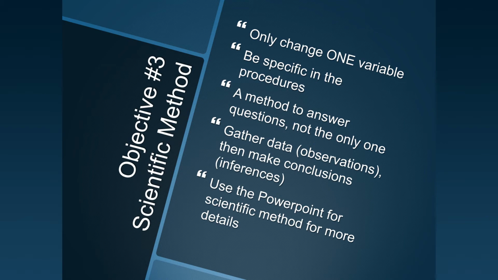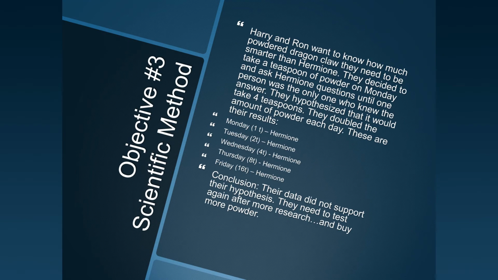If you're still a little confused on the scientific method, go back to our website and use the PowerPoint that we watched in class to help you review the parts one more time. So let's look at a story and see if you can identify the parts of the scientific method. Harry and Ron want to know how much powdered dragon claw they need to be smarter than Hermione.